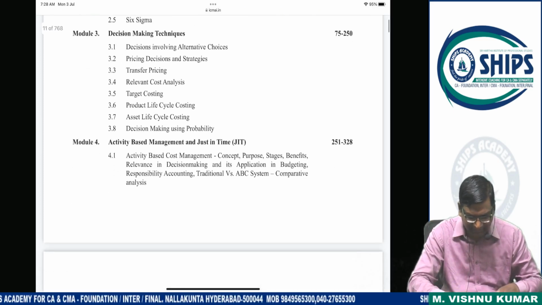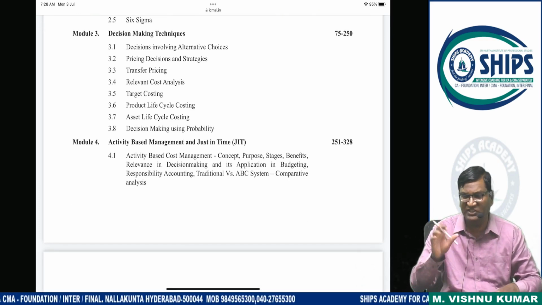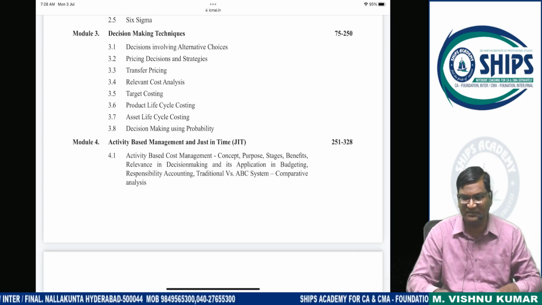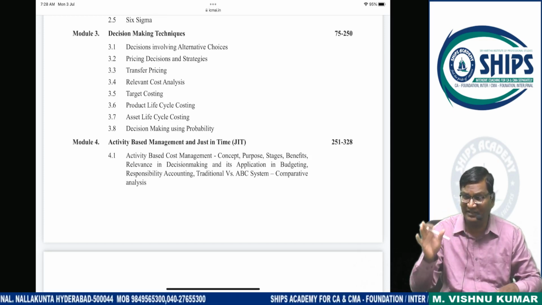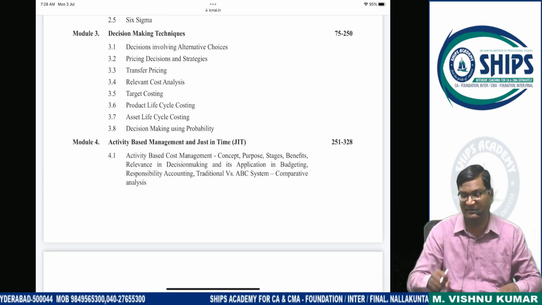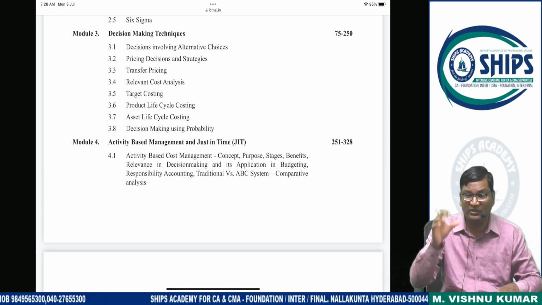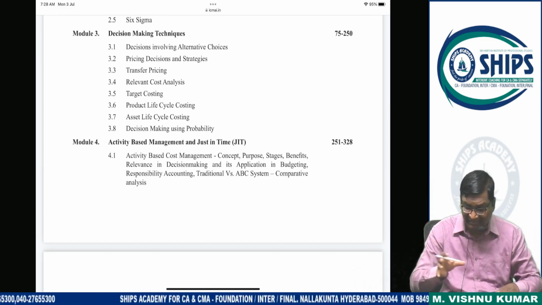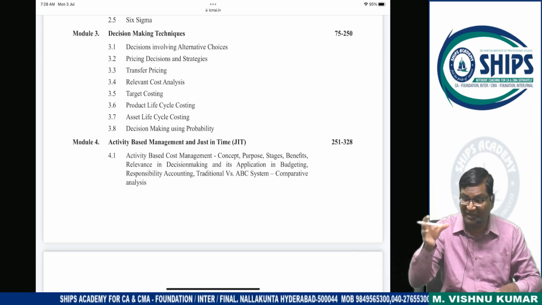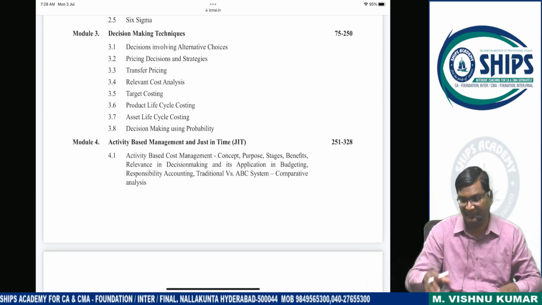Transfer pricing I already explained. Now relevant costing. Relevant costing means suppose you are evaluating a decision. The management accountant is evaluating one decision. While evaluating the decision, what are the costs which have to be considered in decision making? It means what are the costs relevant for his decision making, for the area in which he is taking the decision. Those should be considered and he has to evaluate.